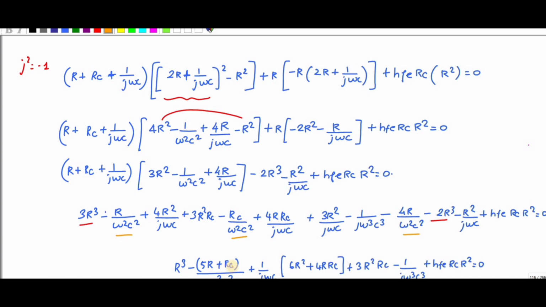Okay. So next you have to take j omega c. This is a j omega c value, this is j omega c, this is j omega c, and this is j omega c. So if you solve this one, you will get 7r square 6r square plus 4r rc. Okay. So next this one 3r square rc minus j omega cube c omega cube plus HFE RC r square.